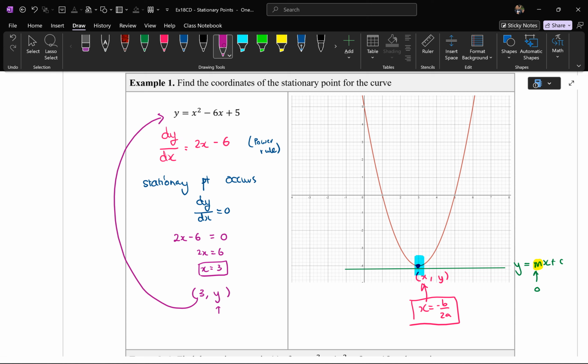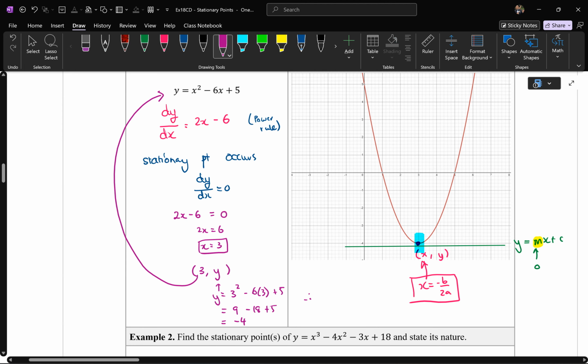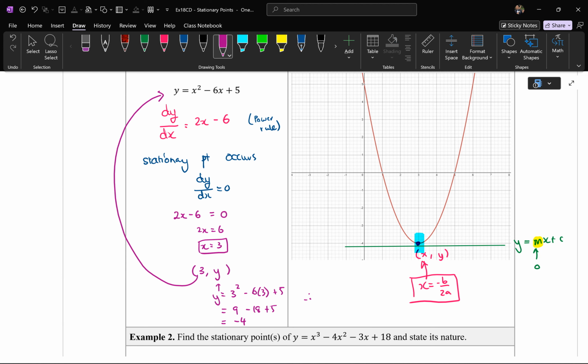So y should equal 3 squared minus 6 times 3 plus 5. 9 minus 18 plus 5. That's negative 9 plus 5, which is negative 4. So what that tells me now is I've just worked out the stationary point, which again, I don't know if it's a maximum, minimum, or an inflection point. I know from looking at the graph, but had I not given you the graph, the coordinates (3, negative 4) don't really tell you anything. You don't know if it's a maximum, minimum, or an inflection point.